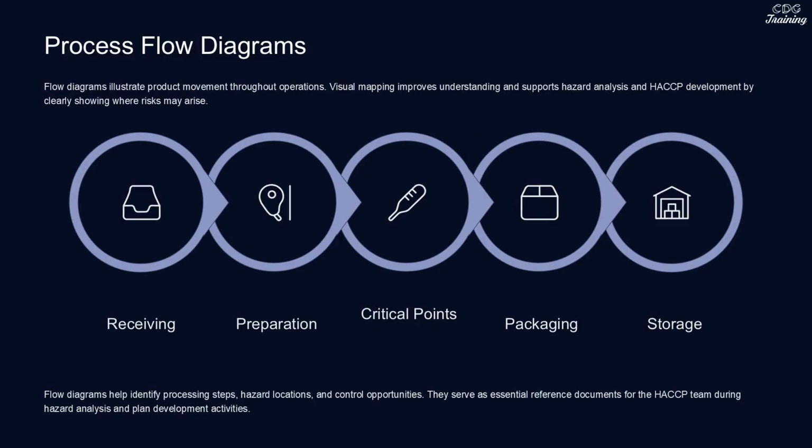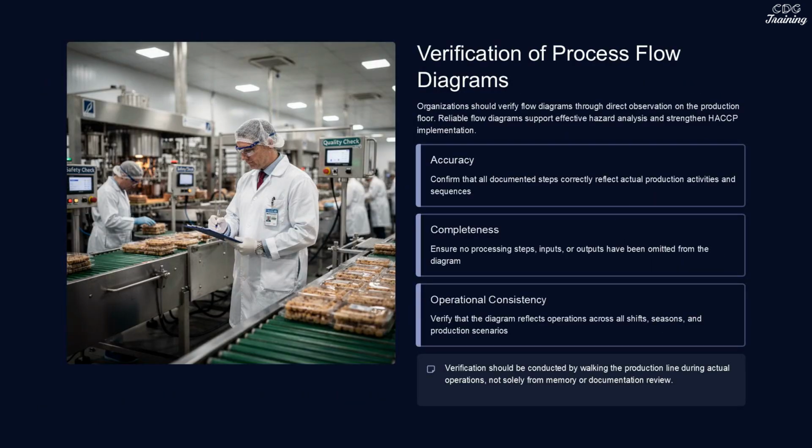Process flow diagrams illustrate product movement and help identify risks. They serve as essential references for the HACCP team during hazard analysis and plan development activities. Verification of process flow diagrams ensures accuracy, completeness, and operational consistency. It involves confirming that documented steps reflect actual production activities and sequences.